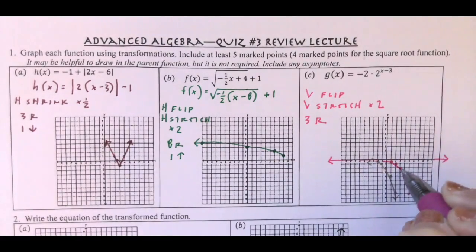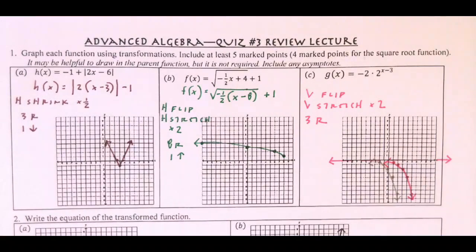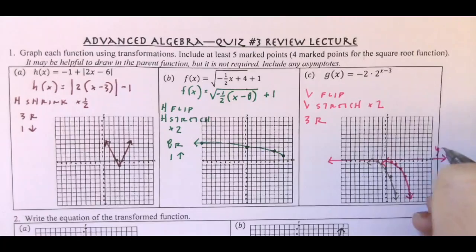Okay, there in my bright pink, that is my final draft. Okay, with the vertical flip, vertical stretch by a factor of 2, and everything 3 units to the right. Okay, again, that asymptote stayed at y equals 0.